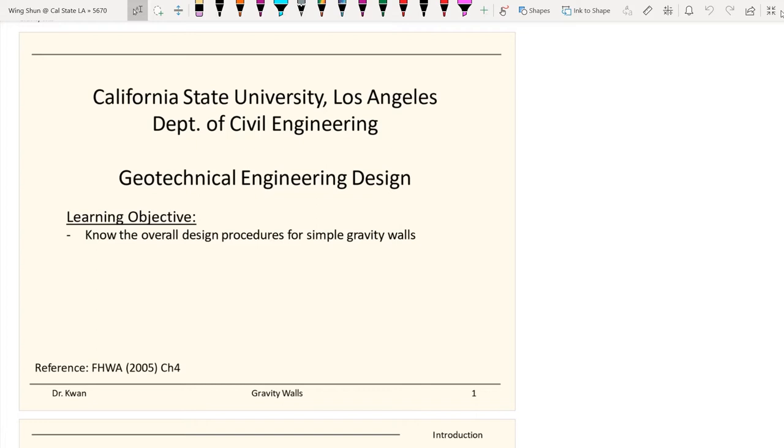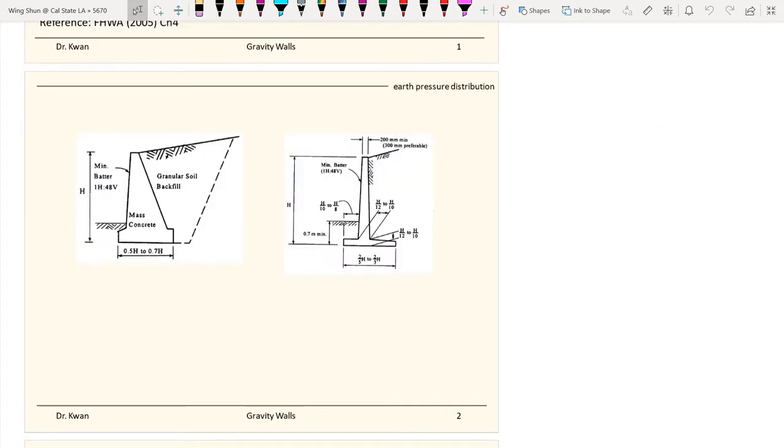By the end of this lecture, students should know the overall design procedure for the basic gravity walls. For gravity walls, first is the CIP, cast in place gravity wall, shown here on the left. This kind of wall is mass concrete. The whole concept is using the self weight of the concrete to resist the loading from the back side, which is the granular soil backfill.